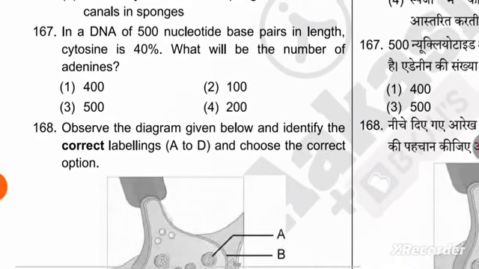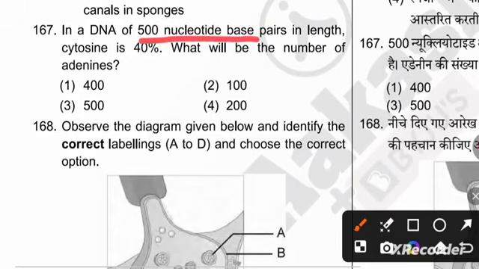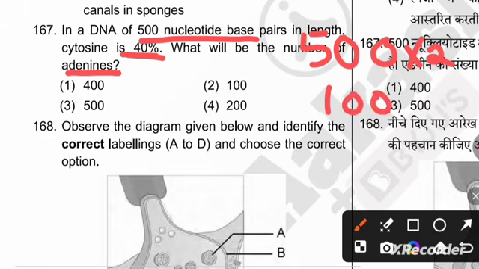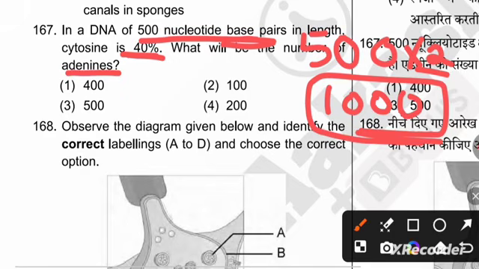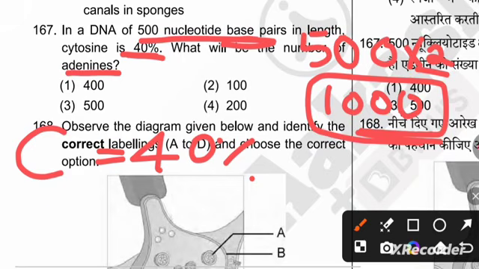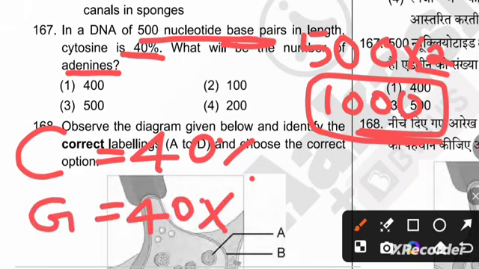167th question. In a DNA, there are 500 nucleotide base pairs in length. Cytosine is 40%. What will be the number of adenine? We need to find out the number of adenine. So 500 nucleotide base pairs means, children, 500 into 2, you will get 1000 nucleotides. Among 1000 nucleotides, cytosine how much? 40%. And we know cytosine pairs with guanine. So guanine percentage is also 40%. So 40 plus 40, total 80% is guanine and cytosine only.